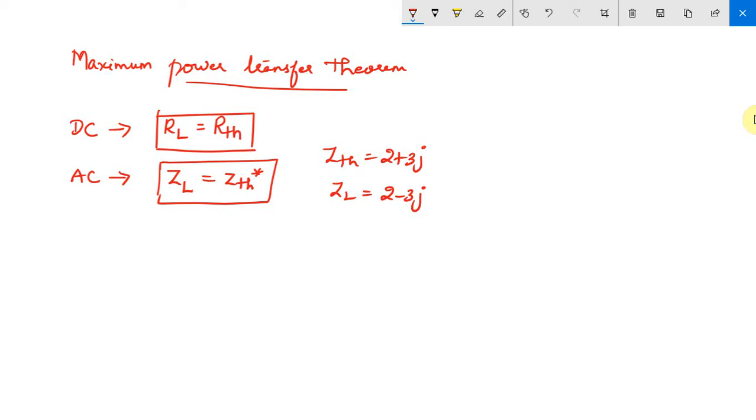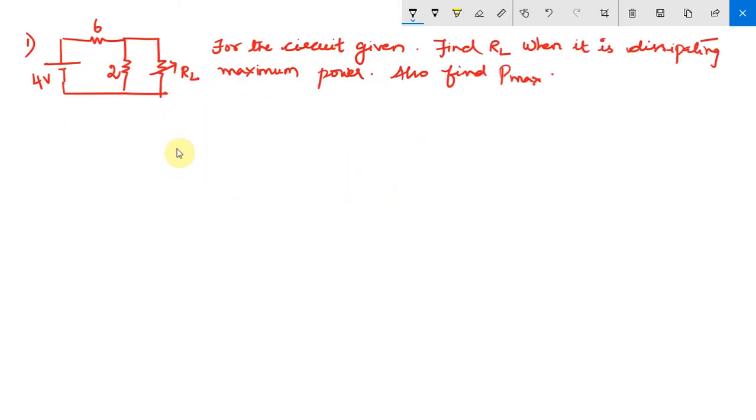Now we are going to solve some problems under the maximum power transfer theorem. The first question is: for the circuit given, find RL when it is dissipating maximum power, and also find the maximum power. Whenever we have a problem under the maximum power transfer theorem, they won't mention the load resistance, because we need to find it using the condition for maximum power transfer.